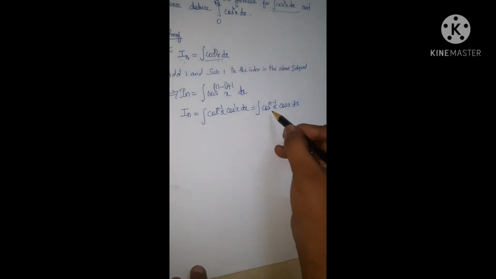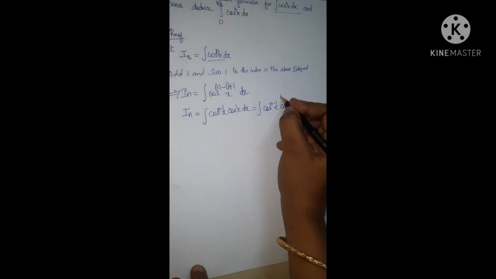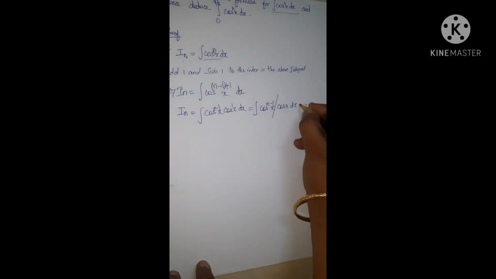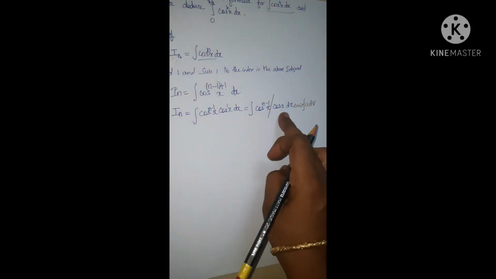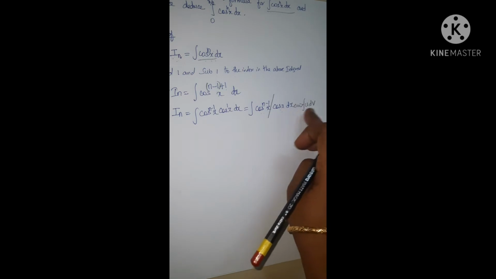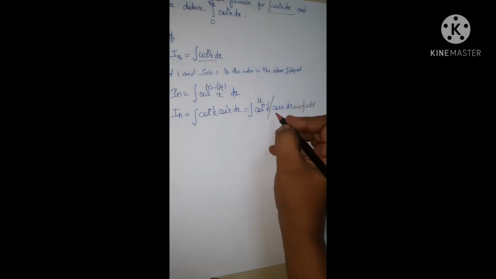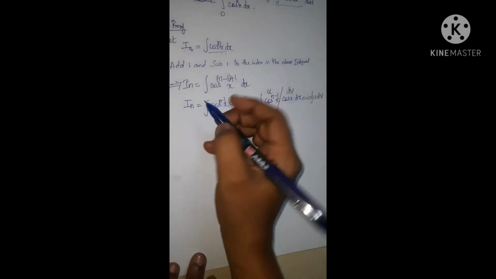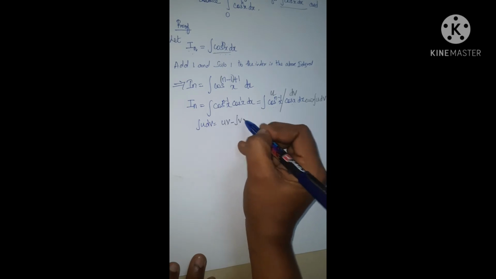We have got the product of two functions, cos power n minus 1 into cos. Therefore, I split the function into two parts so that it is equivalent to integral u dv, the parts method. That means the first function cos power n minus 1 x I will take as u, and cos x dx will be taken as dv. So the integral u dv formula will be uv minus integral v du.